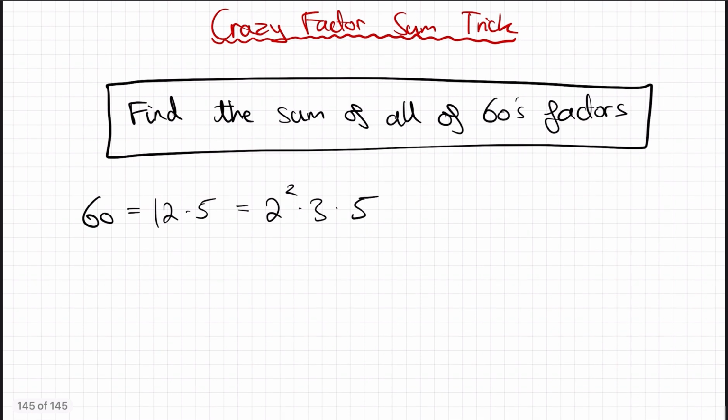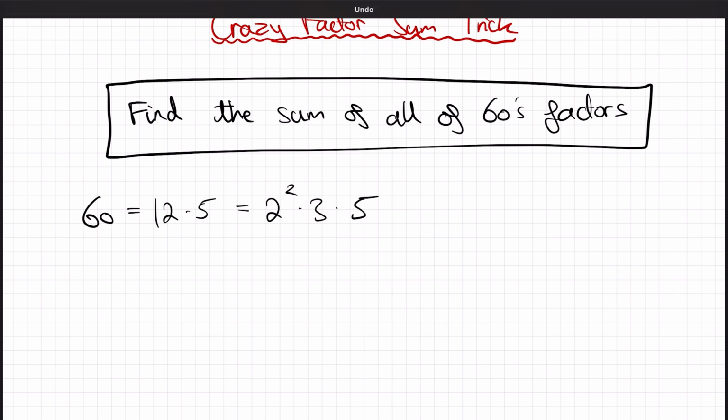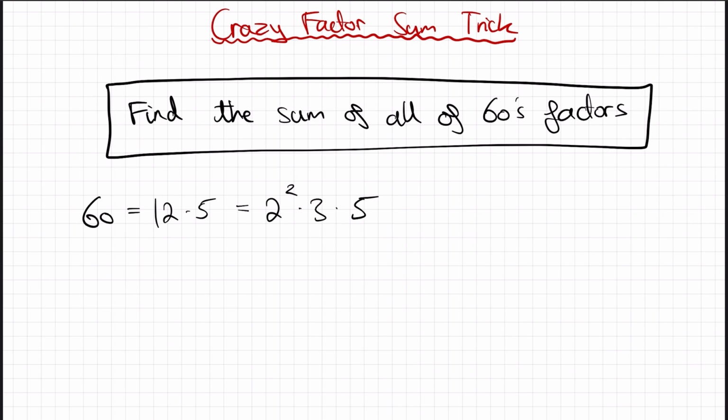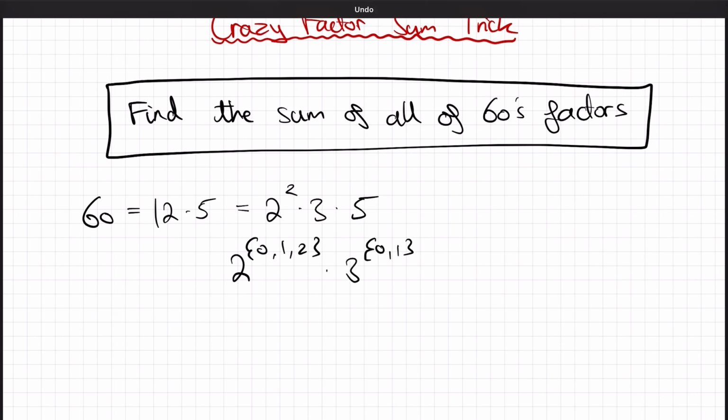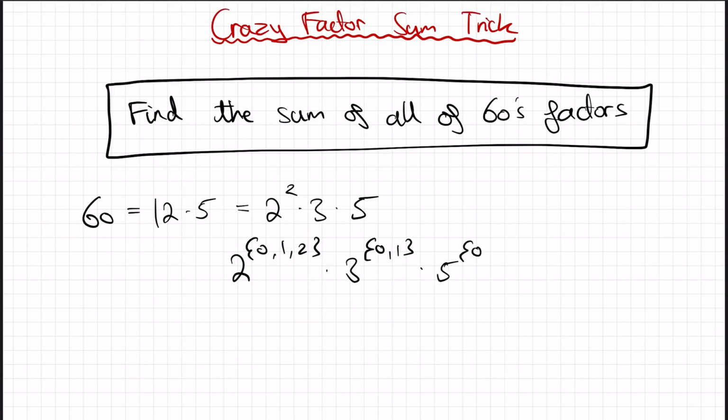Now from here, we need to figure out all its factors, and the way we could do that is using the prime factorisation trick. To figure out its factors, we need to get all the possible combinations of its prime factors and their powers. So for example, these are all the possible forms of 60's factors. And we just need to get all the possible different combinations from each bracket.